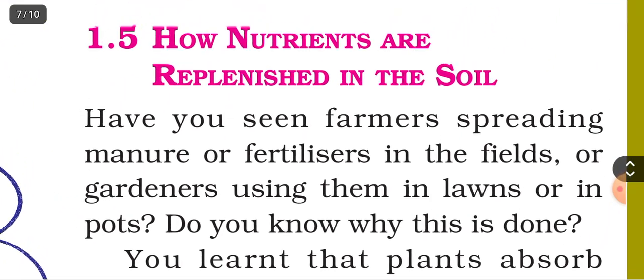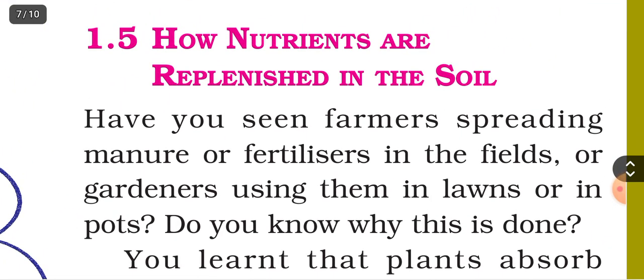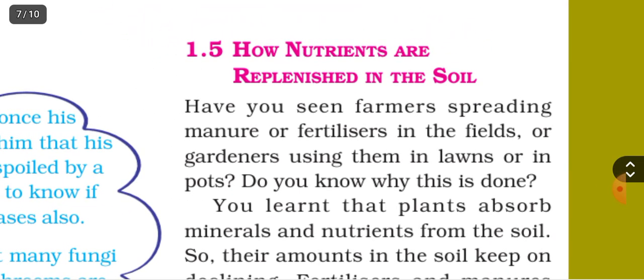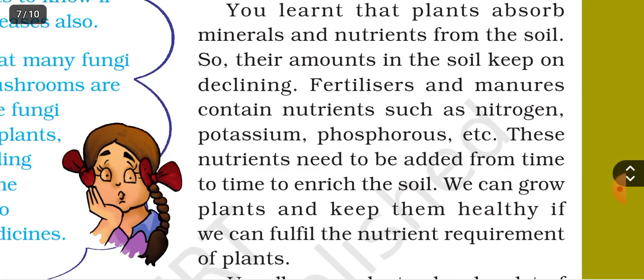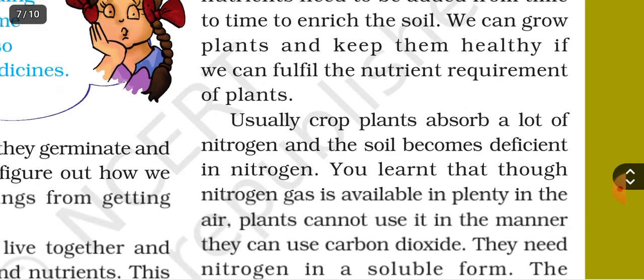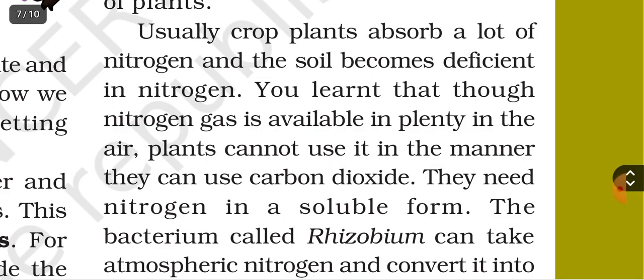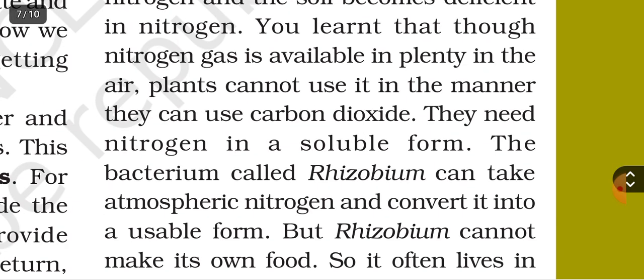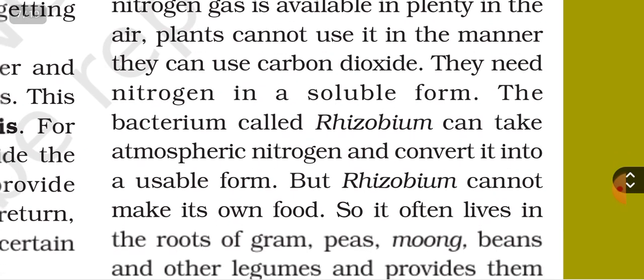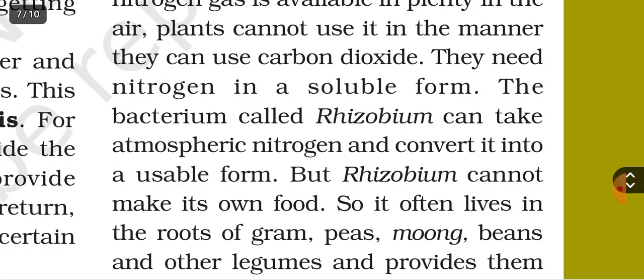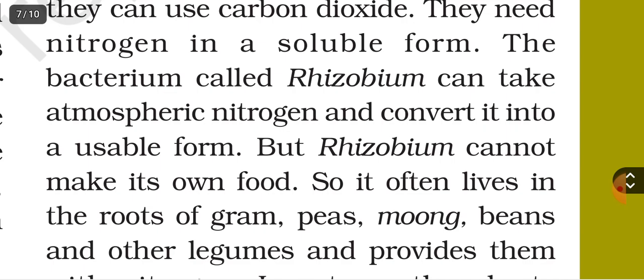How nutrients are replenished in the soil. Crop plants absorb a lot of nitrogen, and the soil becomes deficient in nitrogen. Plants cannot use nitrogen from the air in the manner they can use carbon dioxide. They need nitrogen in a soluble form.